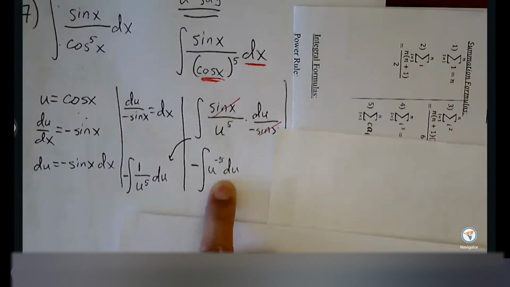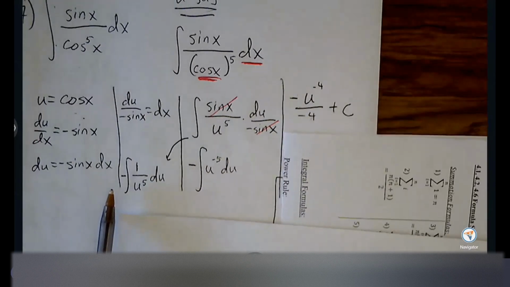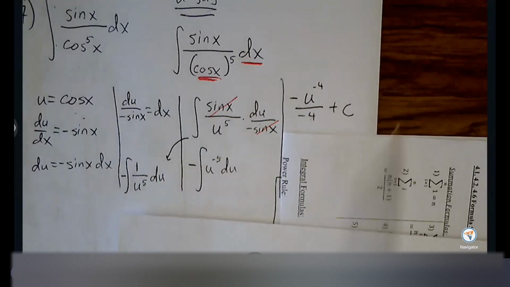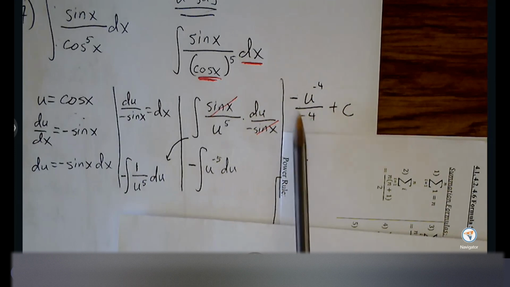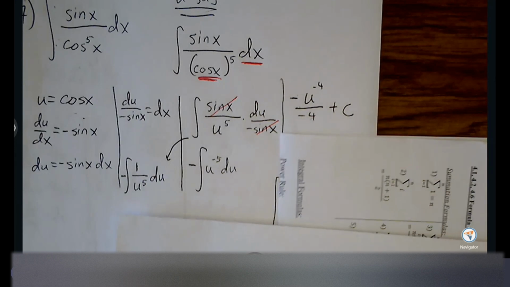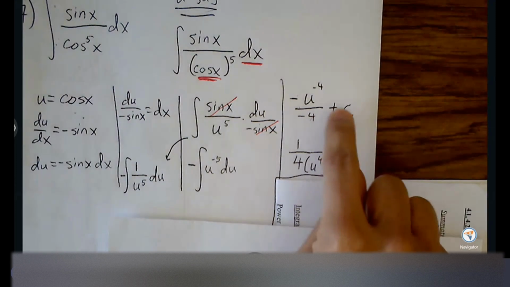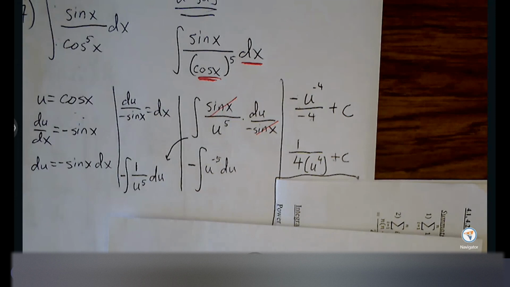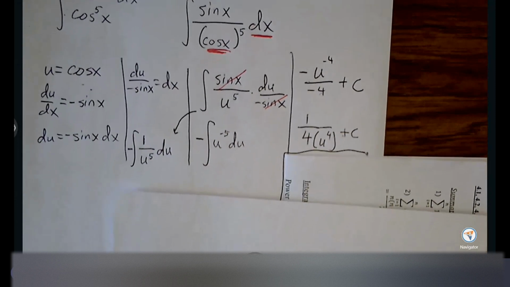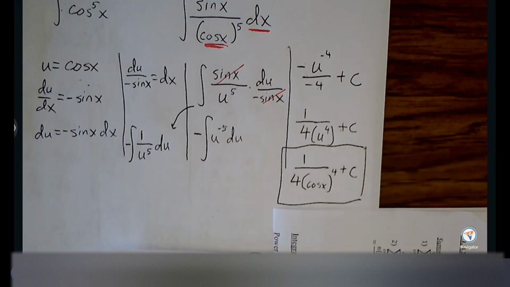Okay. Add 1 to the exponent, divide by that new exponent. Negative 5 becomes negative 4, divided by negative 4. The two negatives cancel out. I have my antiderivative. I'm going to resolve my negative exponent, so I have my answer. I'm just going to push that u back down to the denominator, and then I want to remember that my variable u is a temporary variable, so bring everything back in terms of x.